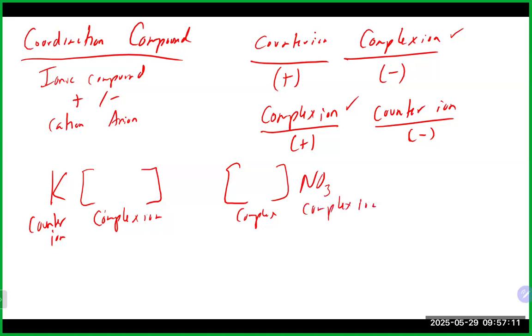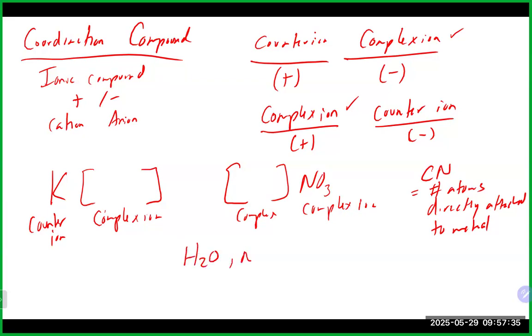We oftentimes can look at the oxidation number of the metal in the complex ion, and also something known as the coordination number, and that is the number of atoms directly attached to the metal. And remember that there are certain ligands which are Lewis bases, like water, ammonia, chloride. These are what are referred to as being monodentate, which means they can bind in basically one place per molecule.